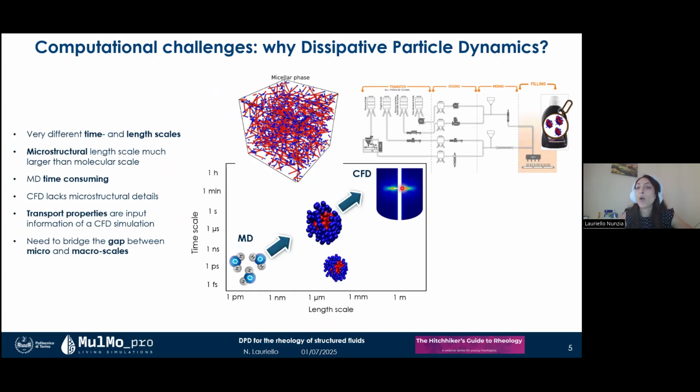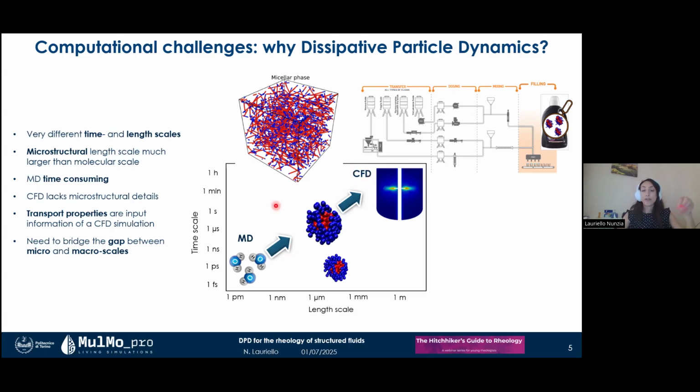At the largest scale of interest, computational fluid dynamics is able to predict flow field in industrial scale equipment for the estimation of important macroscopic quantities such as pressure drop or power input that are crucial for process design and optimization. But CFD lacks microstructural details, and rheological properties are input information of a CFD simulation.